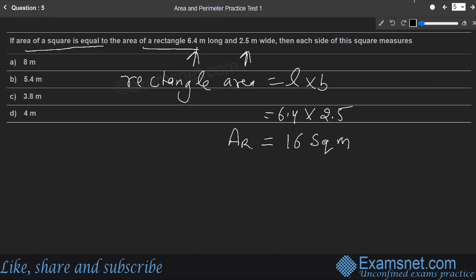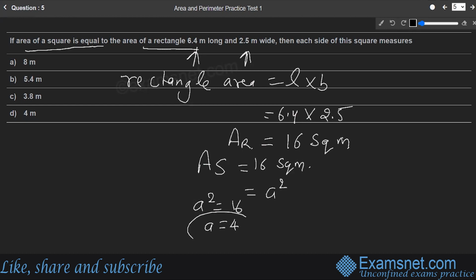He says the area of the rectangle and the square's area is the same. So we can say the area of the square A square is also 16 square meter. The area of a square is calculated as a square, where a is the side of the square. So a square is equal to 16, which gives a value of 4. So clearly the side of the square is nothing but 4 meter, given in option number D.